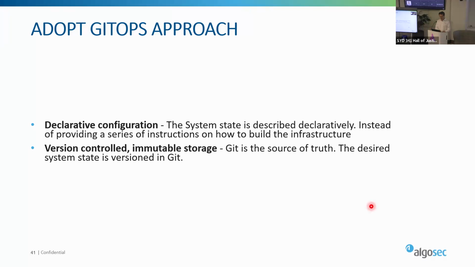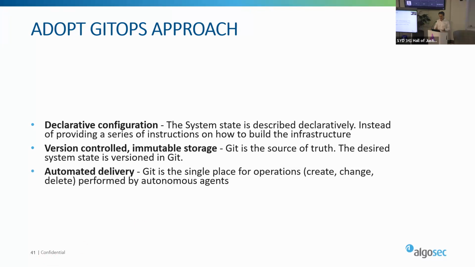The next one is automated delivery. As we mentioned, Git is the single source of truth, so it's going to be performed by the software agent. You prevent drift by allowing Git to be the automated delivery platform. Because it's all automated and used by an autonomous agent, it's controlled and there is no drift, because you control the state.